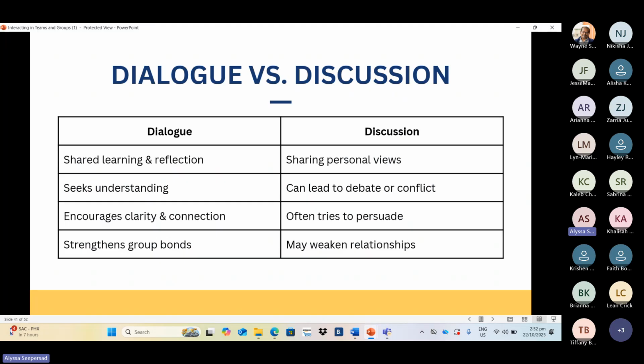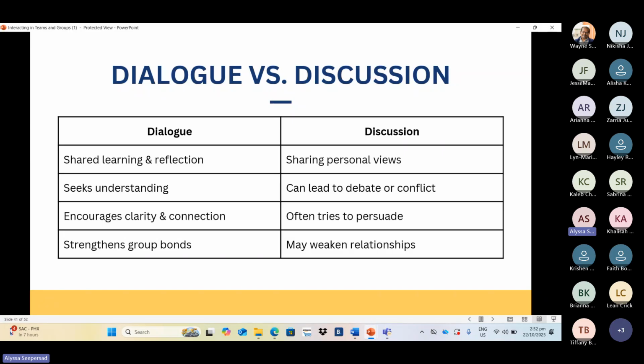So, moving along, we have dialogue versus discussion. Below dialogue, we see there's shared learning and reflection. It seeks understanding, it encourages clarity and connection, and it strengthens group bonds. And below discussion, we see sharing personal views, which can lead to debate or conflict, often tries to persuade, and may also weaken relationships.